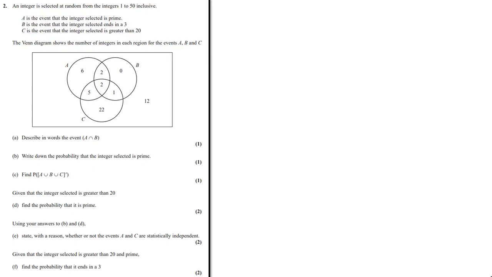So for part A, just 1 mark, we're asked to describe the event that's given here. So you need to be familiar with this notation here. So hopefully you're familiar with this. This is what we call the intersection. So this is the event of A intersection B. Okay, so this is A intersection B. And the way we think about this with the intersection notation is this is A and B.